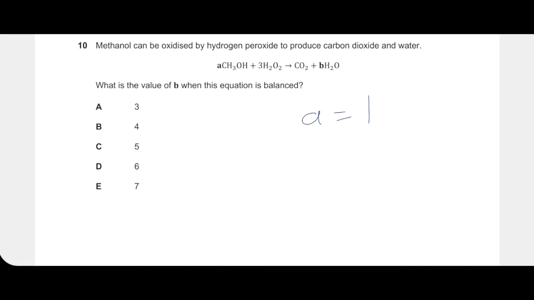Now, we can work out what B is. Water is H2O and is made up of hydrogen. On the left-hand side, there is 10 hydrogens. And therefore, on the right-hand side, there has to be 10 hydrogens. And since hydrogen on the right-hand side exists as H2O, in order to get 10 hydrogens on the right-hand side, we have to multiply everything by 5. So therefore, B is equal to 5. And the answer is C for this question. And that's question number 10 completed.